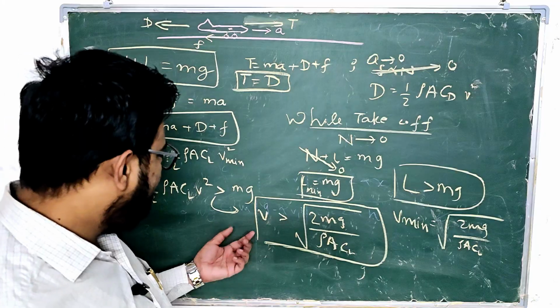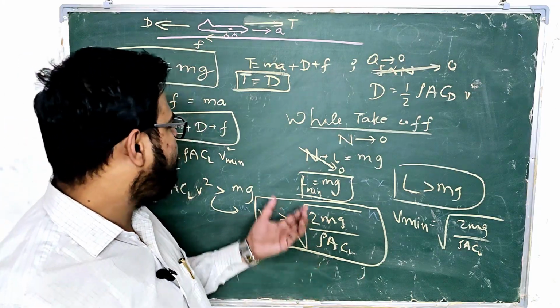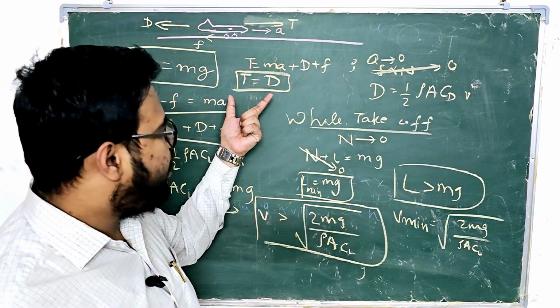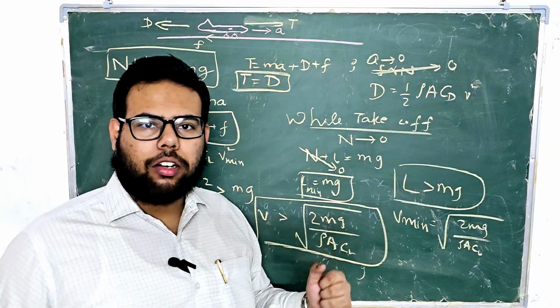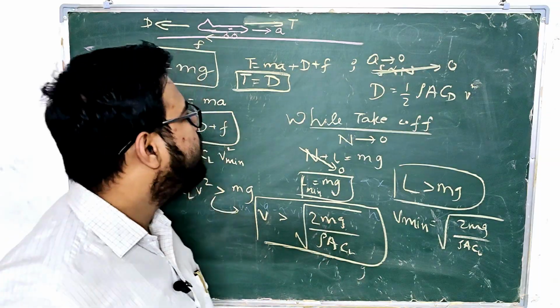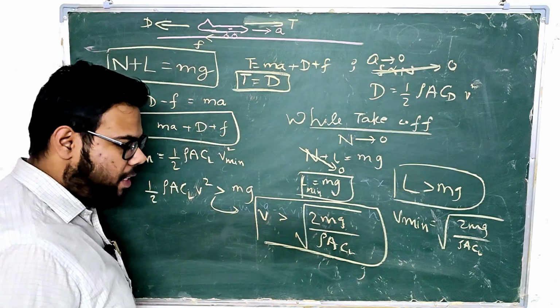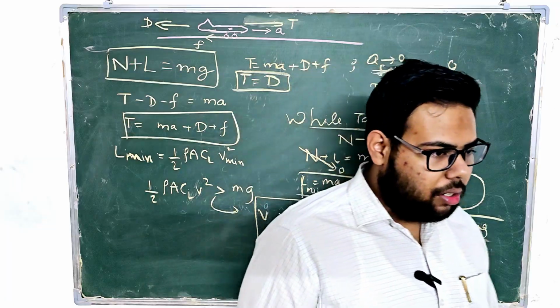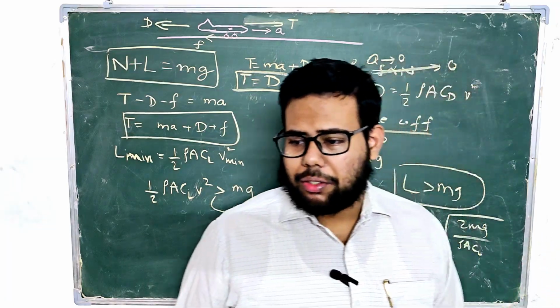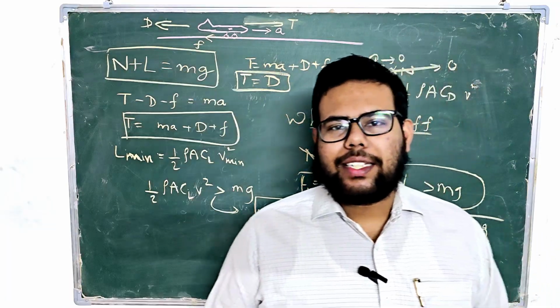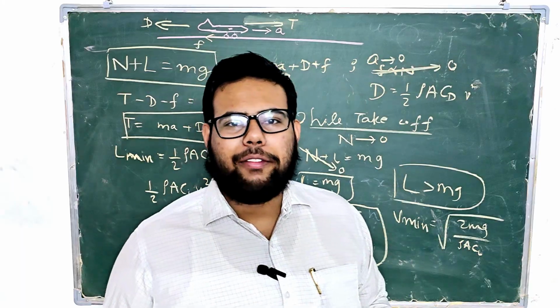So if the velocity is less than this minimum velocity, or the thrust is not given in adequate amount, then the plane won't be able to take off, or it may even crash, right? So this is how you calculate it. And let's take a practical example of an airplane which you all must have heard about. So let's calculate the minimum velocity required for that plane.